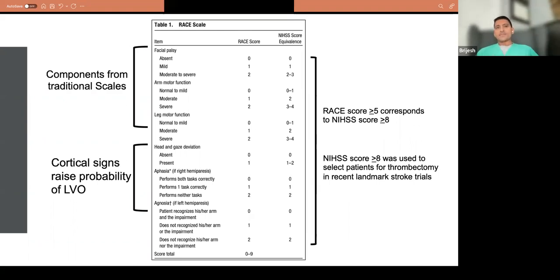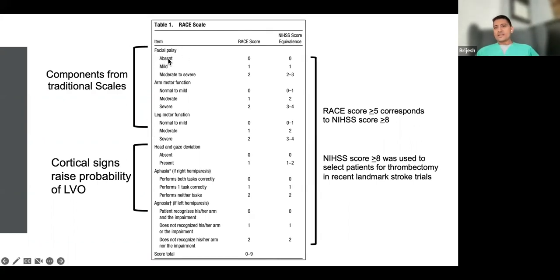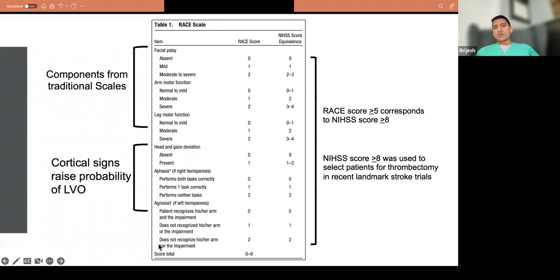And so starting from the top, you have the ability to assess a facial droop, your arm strength, your leg strength, and then going into the cortical signs. So the face and arm are very similar to the traditional stroke scales, such as Cincinnati or LAMS. And then the cortical signs is the extension that RACE and FAST-ED are capable of. And so that's your eye movements, your speech, as well as the awareness around you, the agnosia. And when there's a deficit in that is what we call neglect. Okay. And so we'll go into each of these next.